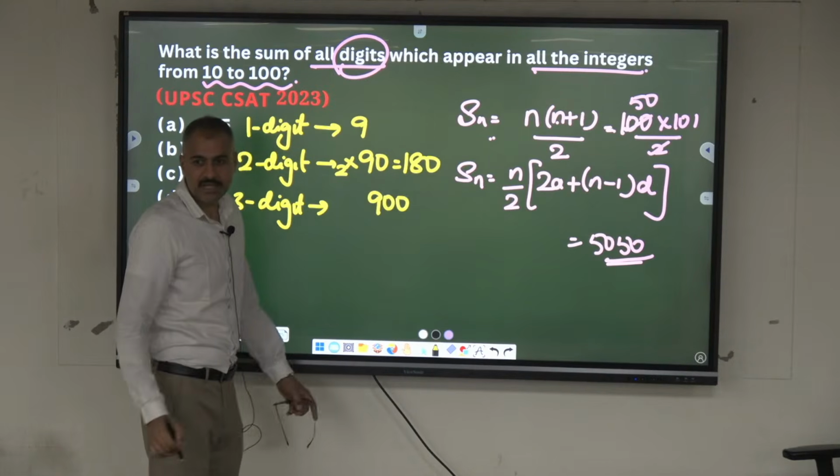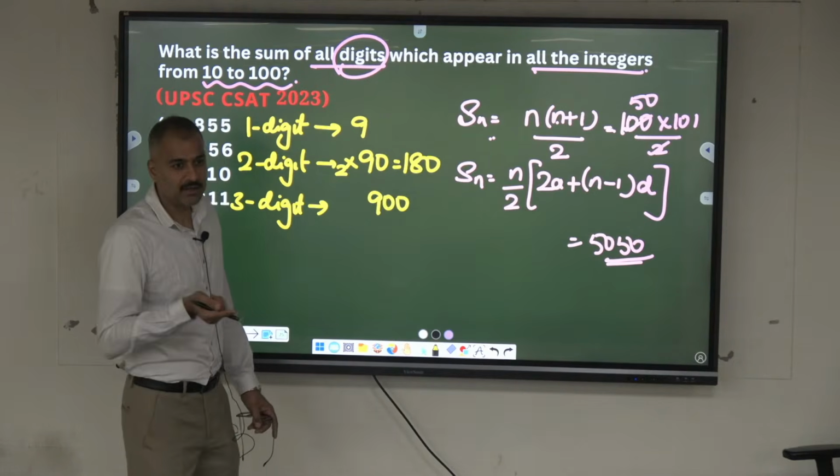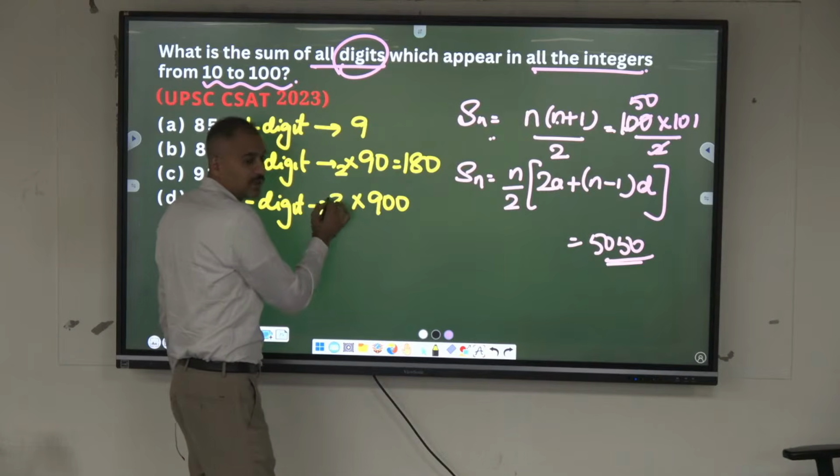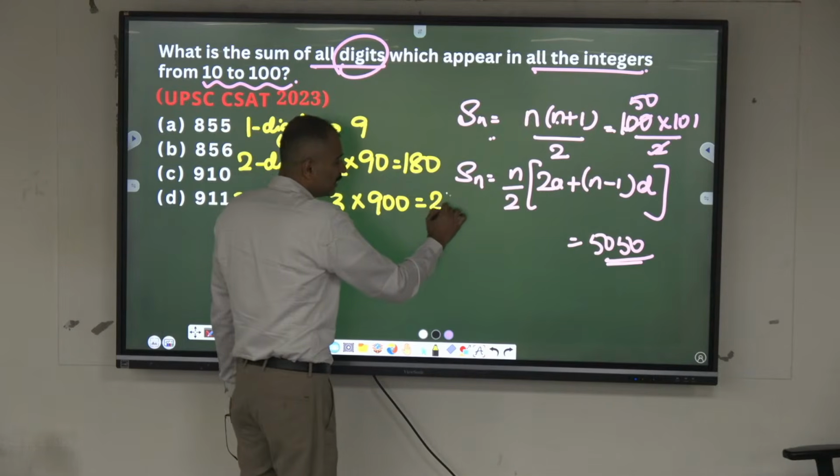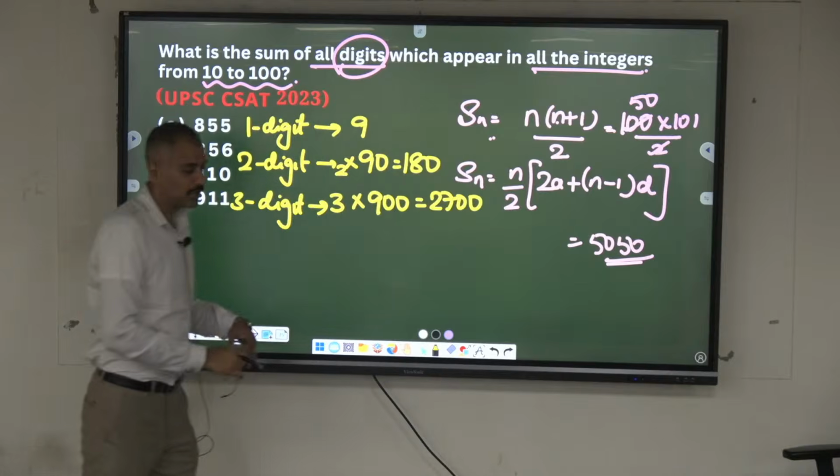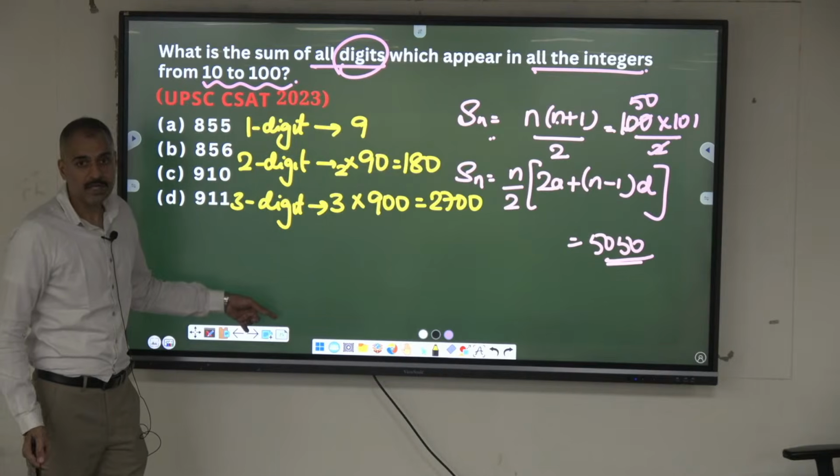Similarly, 3-digit numbers, how many are there? 900 3-digit numbers, starting from 100 to 999. How many digits each? 3. So the sum of all those digits will be 2700, and so on. Understood this pattern? Remember this one.